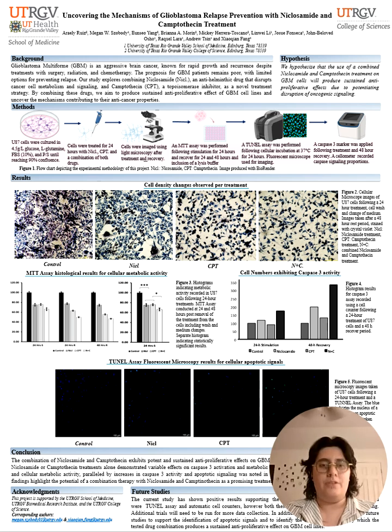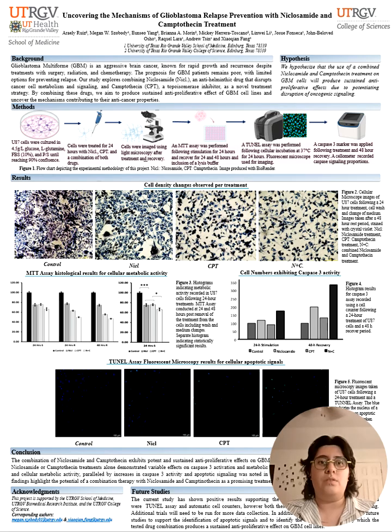I'm a current student at UTRGV Edinburgh, and I'll be presenting on uncovering the mechanisms of glioblastoma relapse prevention with niclosamide and camptothecin treatment. Glioblastoma multiforme, or GBM, is an aggressive type of brain cancer. GBM grows at a rapid rate and is resistant against radiation and chemotherapy. Recurrence is common with surgery. Because of this, prognosis for this type of cancer is poor.